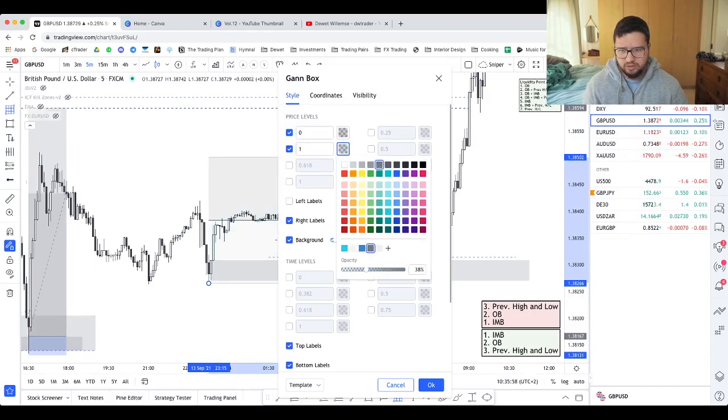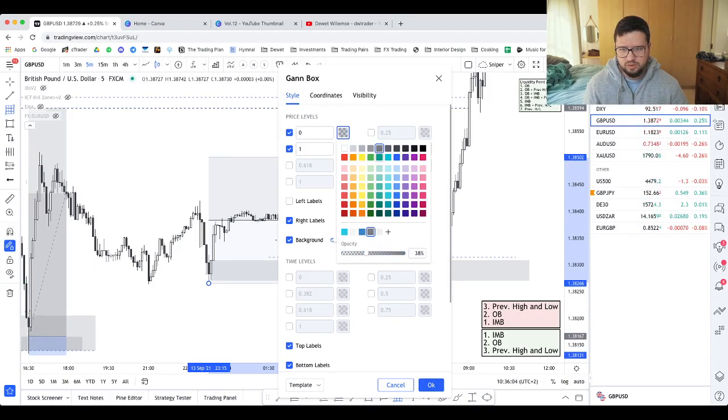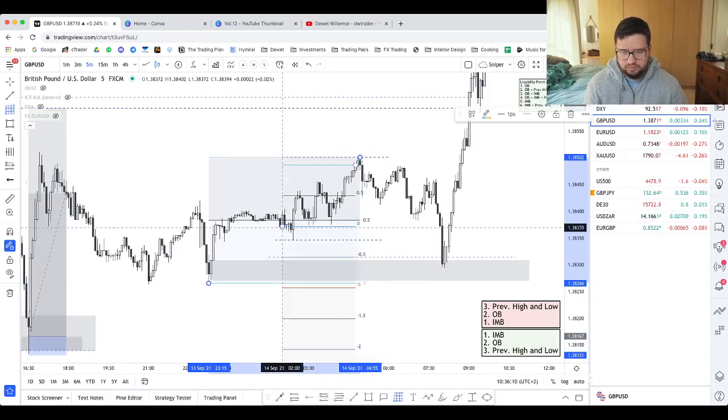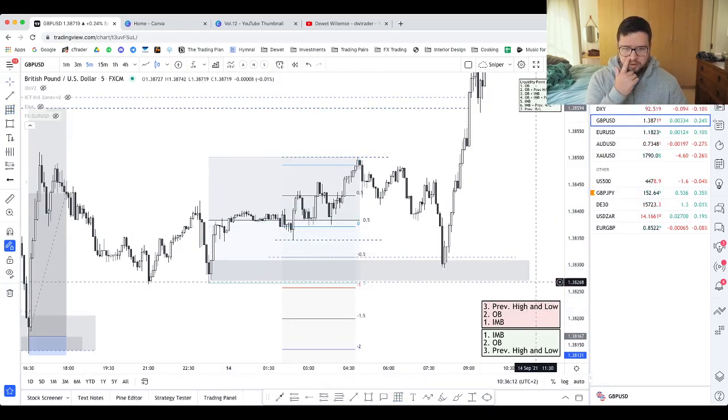Shouldn't you be allowed to make the one? You can. You should be able to. I'm going to make the one side a different color. I can't remember exactly how.